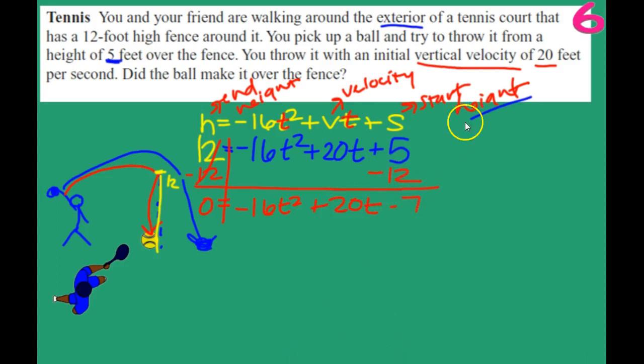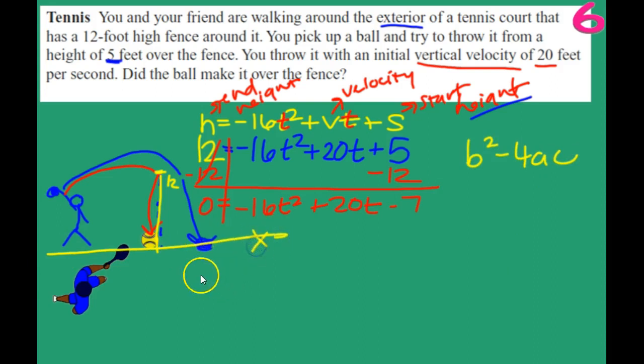Now, we could use the whole entire quadratic equation, or we can just use our discriminant, b squared minus 4ac, to figure out, does this cross our x-axis or the ground at 1 point, 2 points, or no points? Does it even touch the x-axis ever? So if we plug in what we know, a right here is negative 16, b is 20, and c is negative 7. We will have 20 squared minus 4 times a times c. A is negative 16 and c is negative 7.